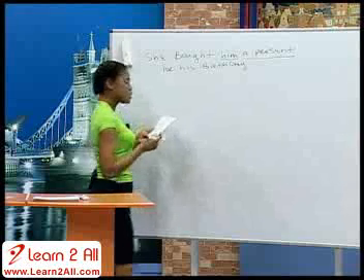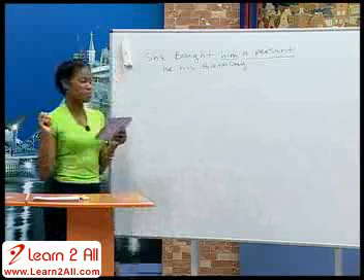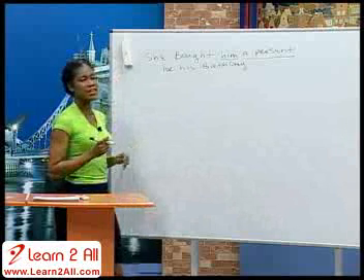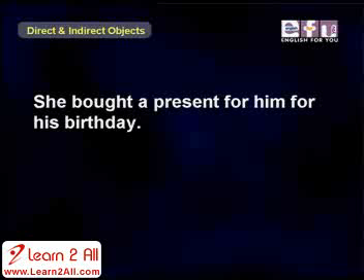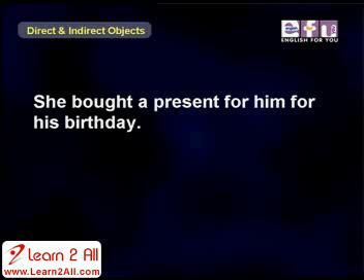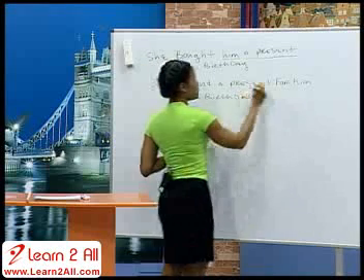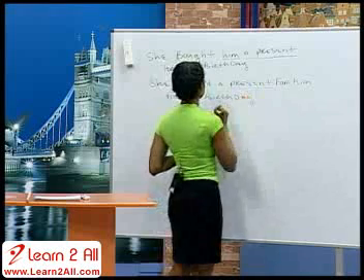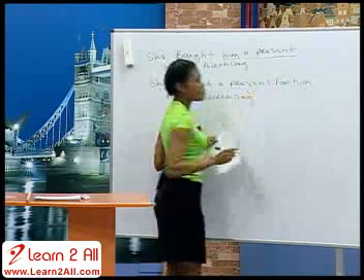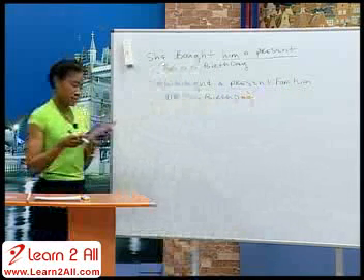Okay, and how do we say the sentence when we change the positions of the direct and indirect objects? She bought a present for him for his birthday. All right, good. She bought a present, direct object, for him, indirect object.